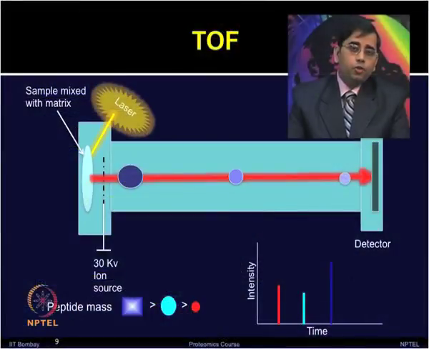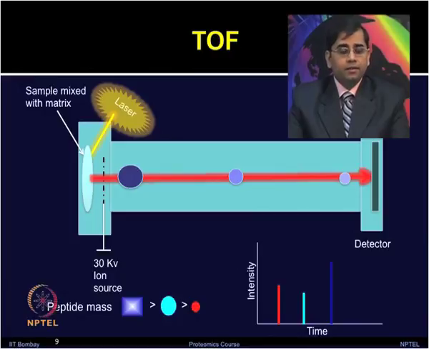In time of flight tubes, the ions are accelerated to high kinetic energy and, due to their different velocities, they are separated in the flight tube.